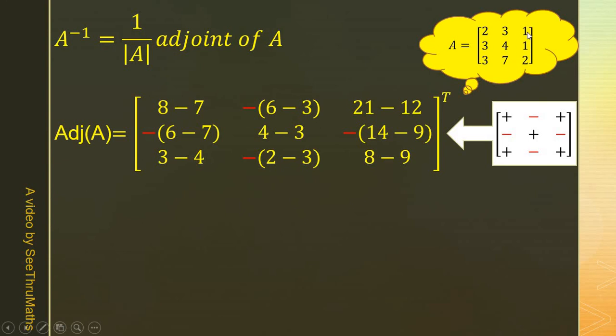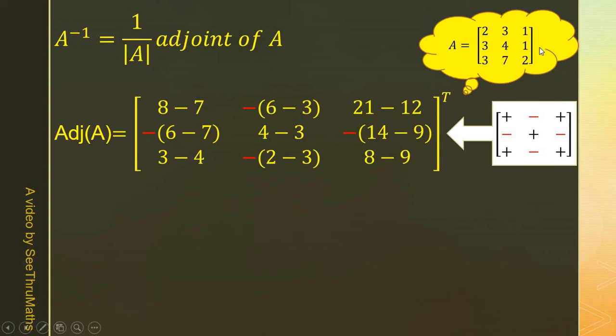Now remove second row, first column. I will get 3, 1, 7, 2. Now find the determinant for this one. 3 multiplication 2 is 6 minus 7. And this is multiplied by minus 1. Here it is. To write this adjoint of A, I will see the matrix as well as this plus or minus matrix. Now go to the next one, 4.